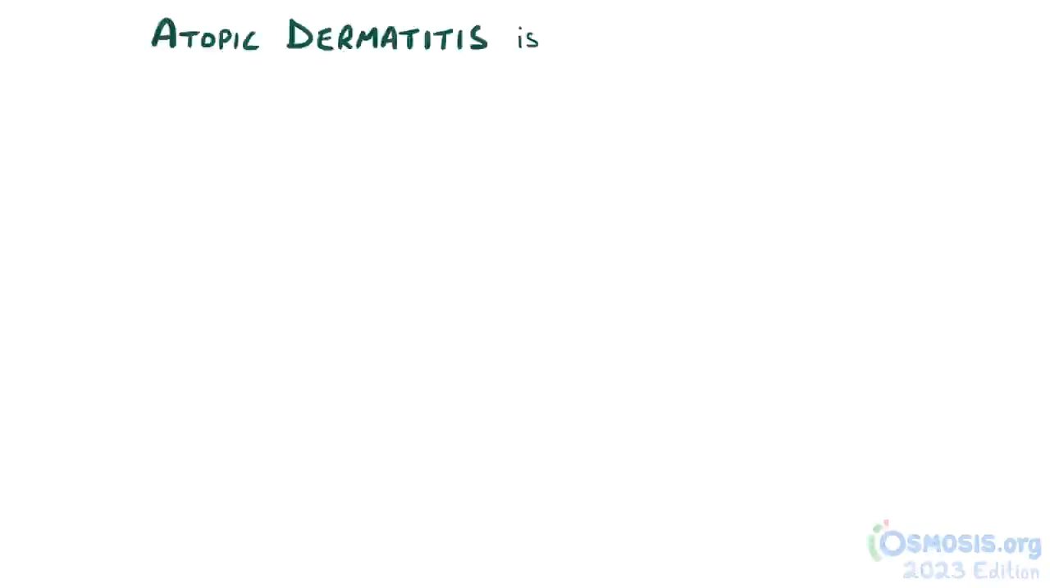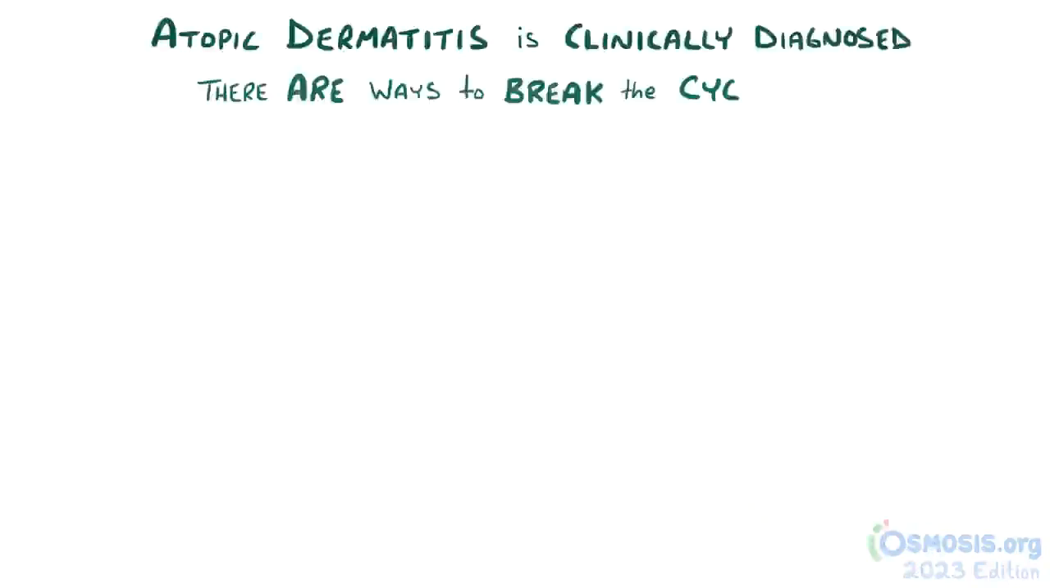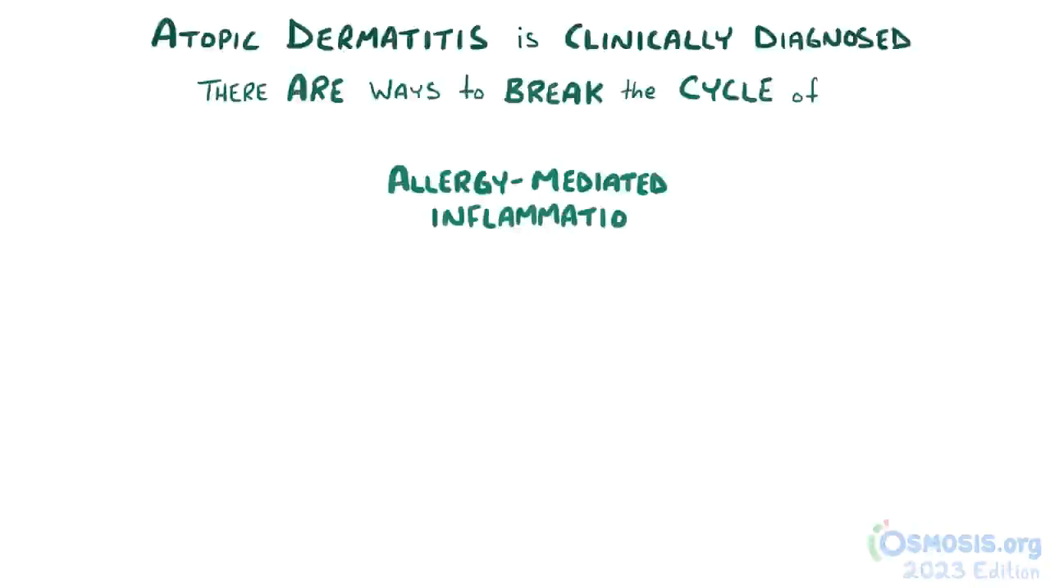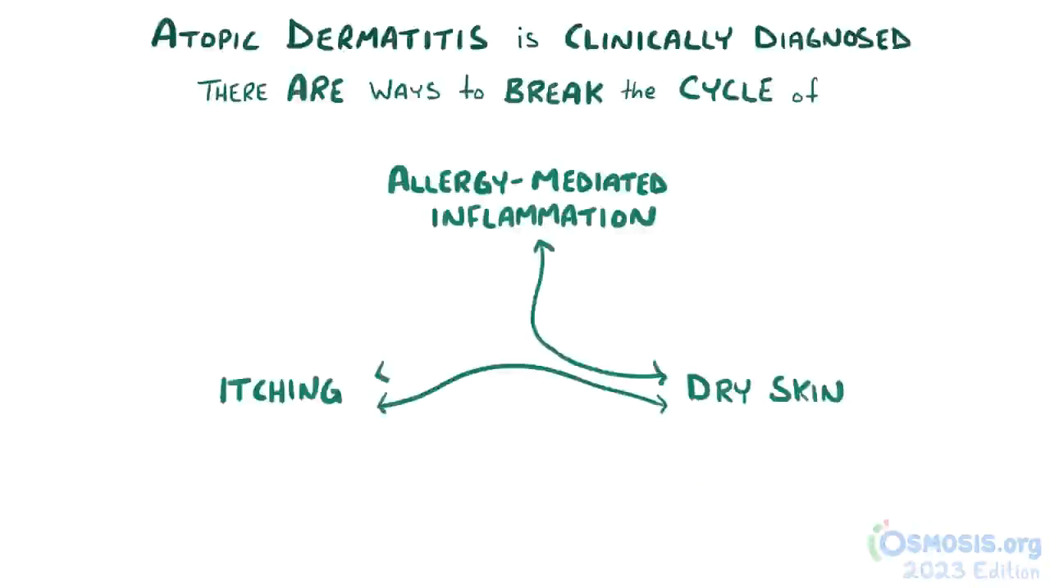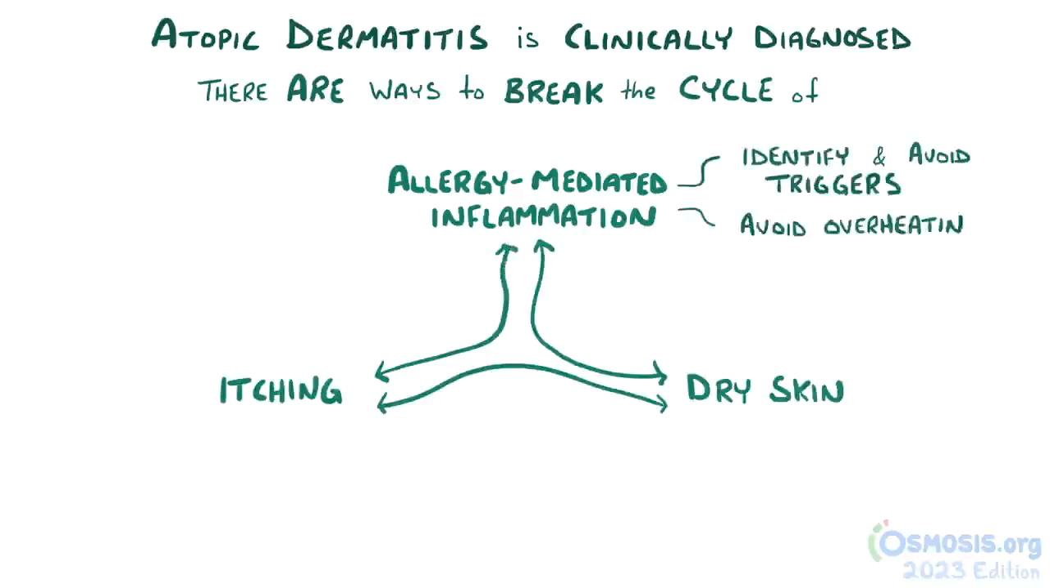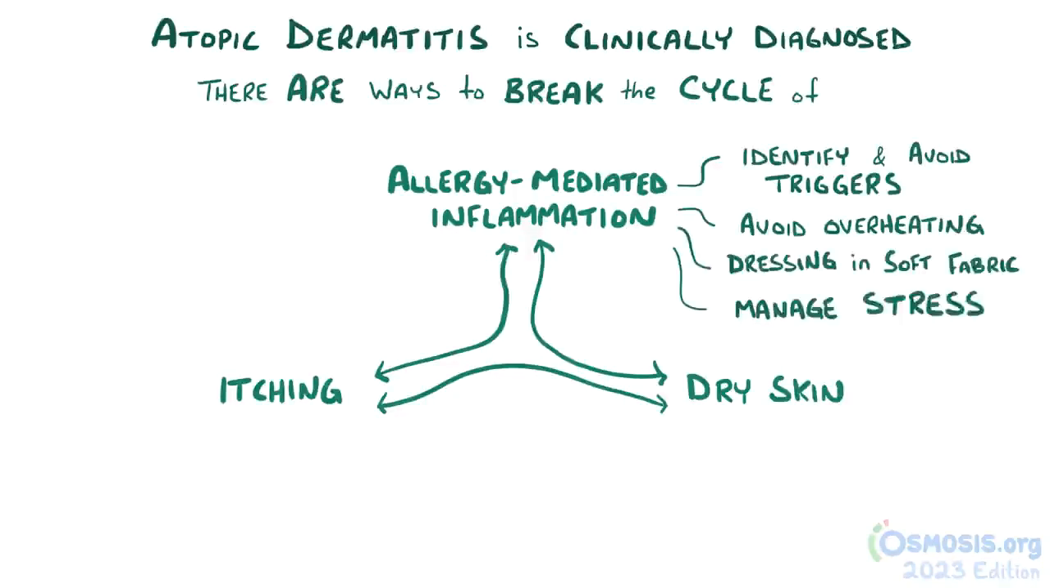Atopic dermatitis is generally a clinical diagnosis, and there are ways to help break the cycle of allergy-mediated inflammation, dry skin, and itching. With regard to allergy-mediated inflammation, it's important to identify and avoid any triggers, as well as avoiding overheating, dressing in soft fabrics, and managing stress well, which is, of course, a good life habit, anyways.